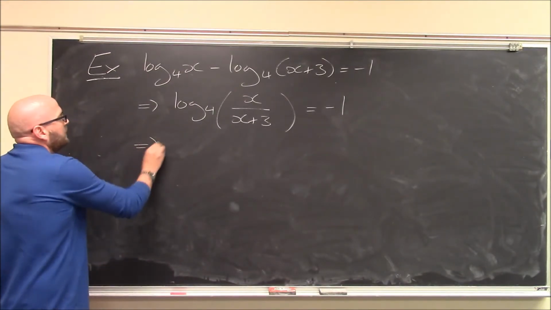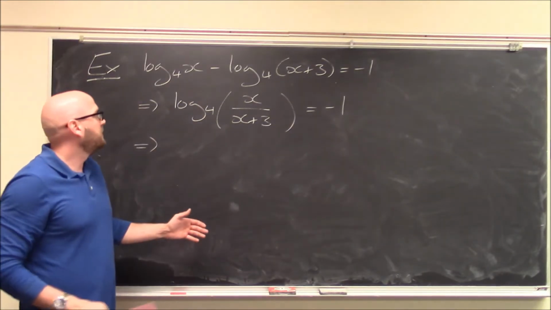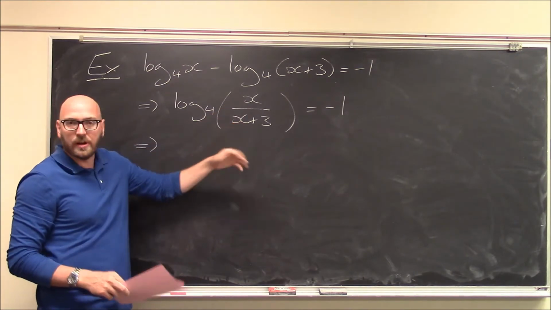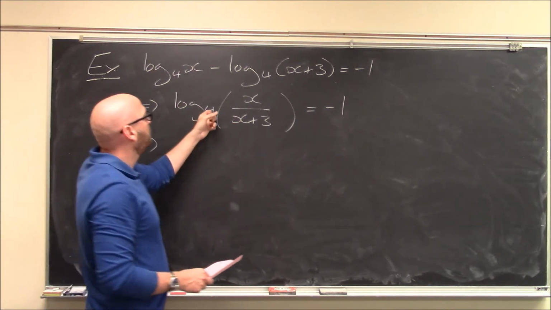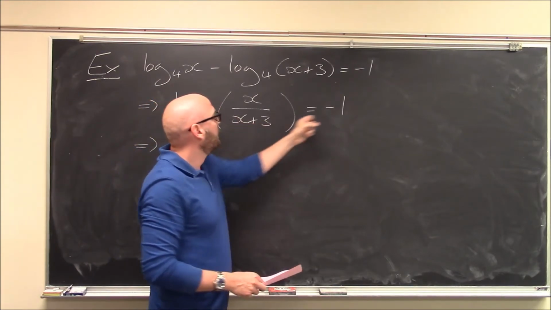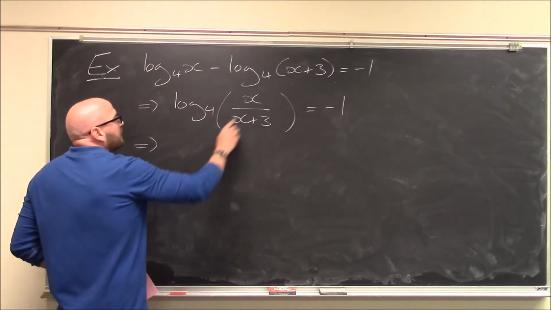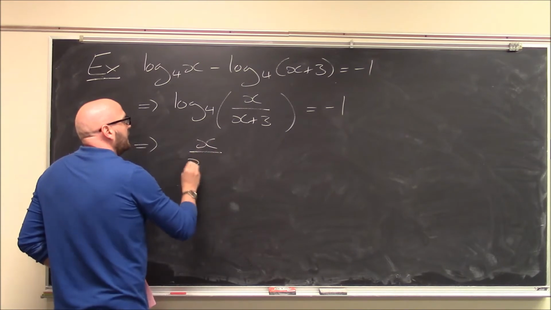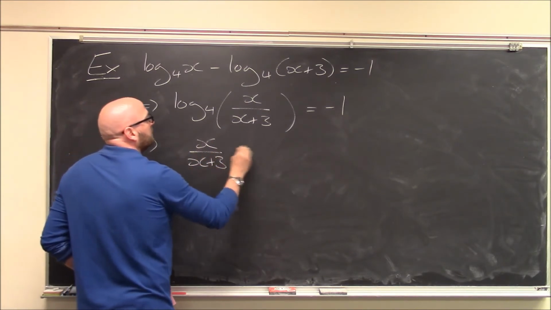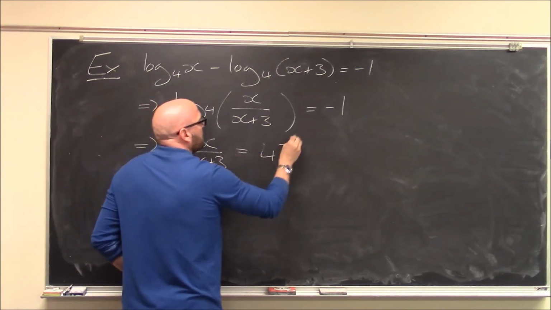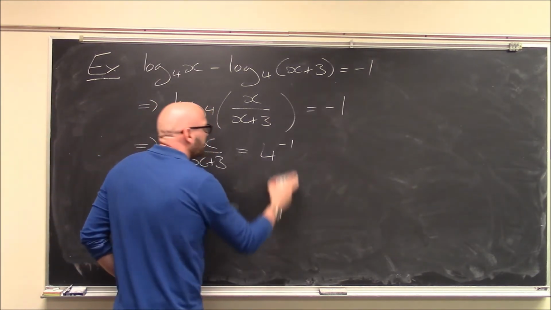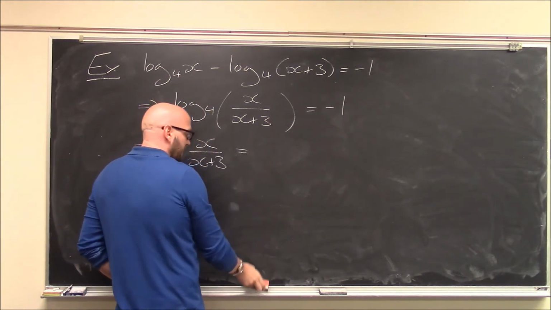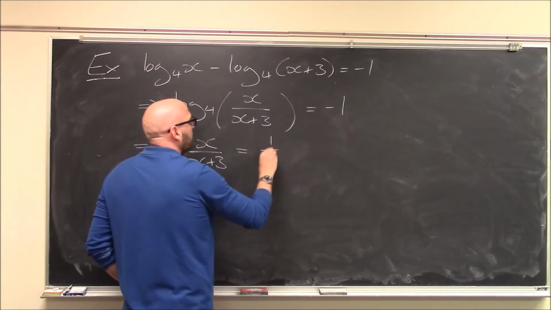So what now? Well, now I want to get rid of the logs altogether. I'm trying to solve for x here. I want to isolate x, but it's stuck inside of a log. So how do I get rid of it? Well, I remember that what this really means is that 4 to the minus 1 is equal to x over x plus 3. 4 to the minus 1, by the way, let's not write it like that. 4 to the minus 1 is 1/4.